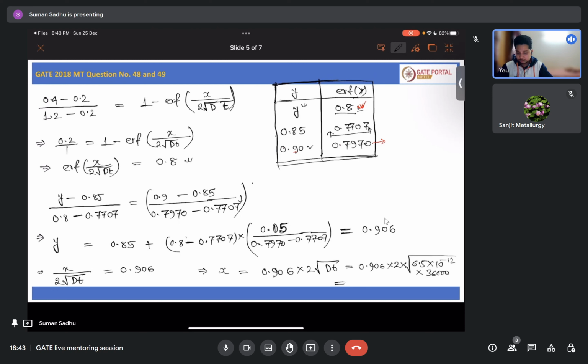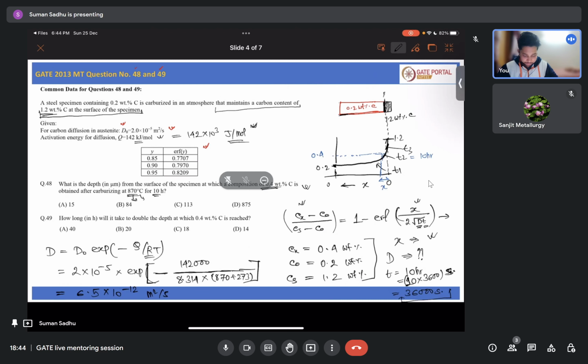So this is coming around 875 into 10 to the power minus 6 in meter. So in micron it will be around 875 micron. So the correct answer for question 48 will be option D. Is it clear?